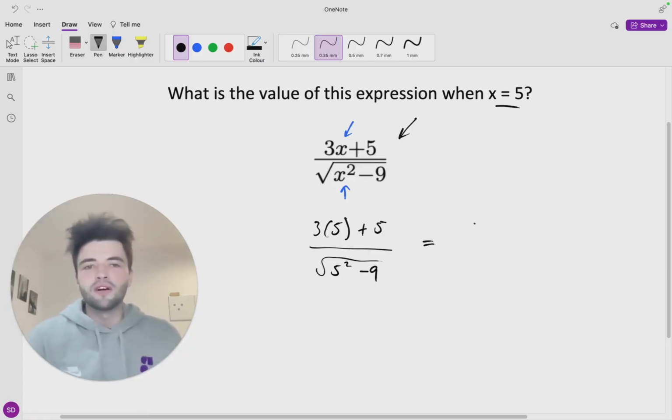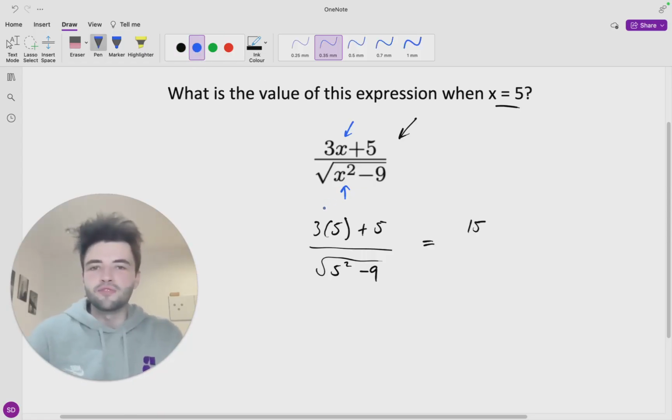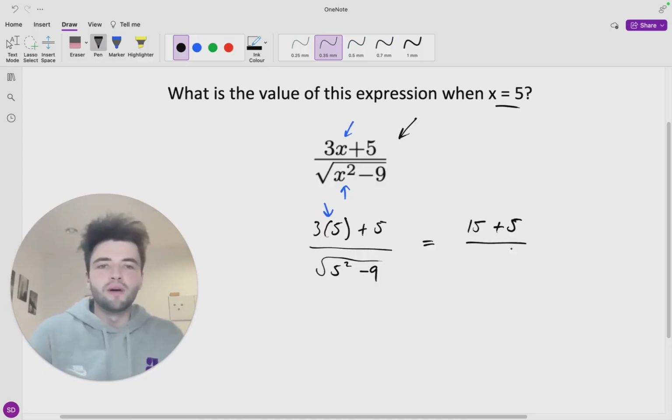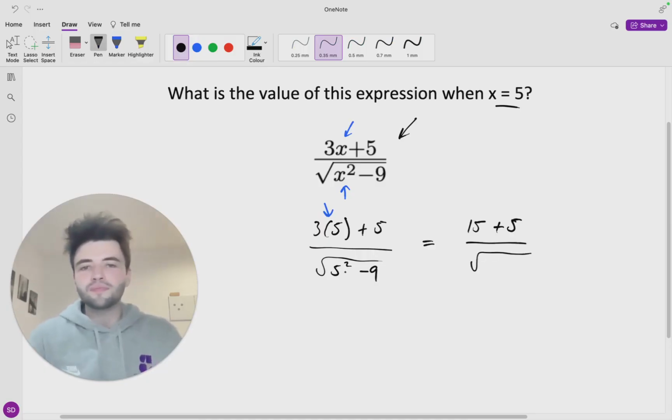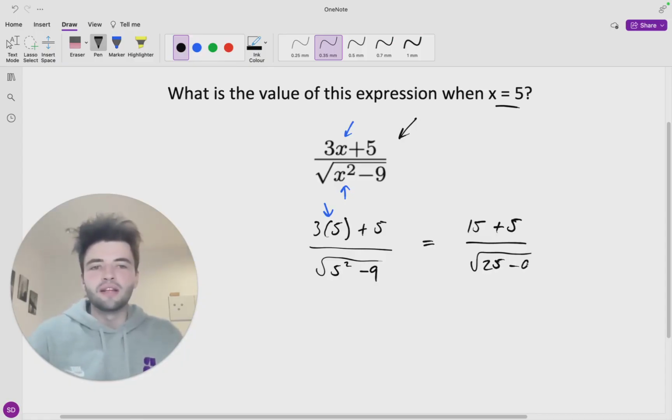So we've got 3 times 5, which is going to give us 15. So that's just coming from this first term up here on the top. So 3 times 5, and we simply leave the 5 beside it the same. So we've got 15 plus 5 on the top, and then on the bottom we're going to leave in our square root for now, and we're just going to square our 5. So we've got 5 squared, which is going to give us 25. And then we've got a minus 9 as well in that square root. And so it's starting to shape up now, and we see that it's getting simpler and simpler looking.